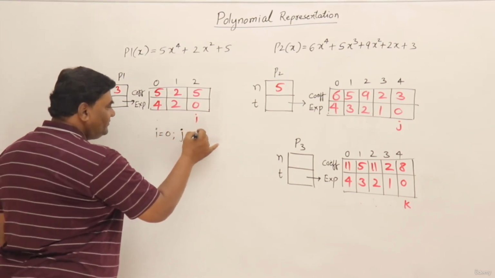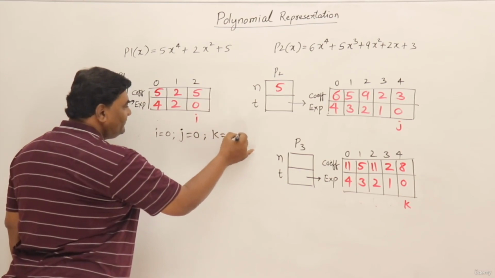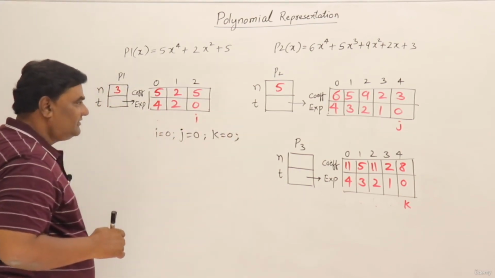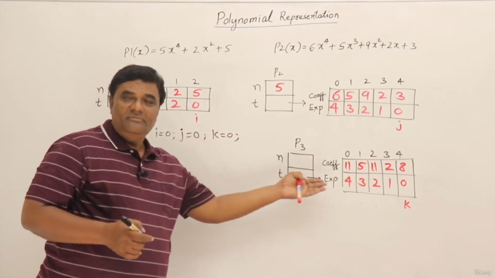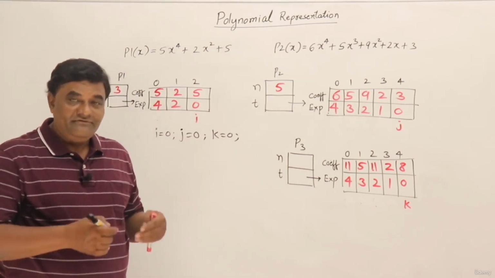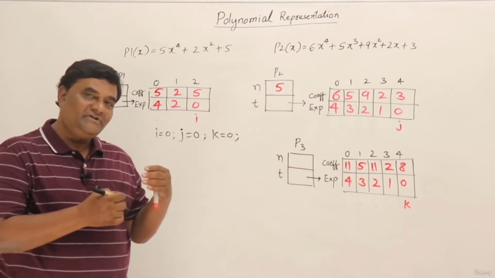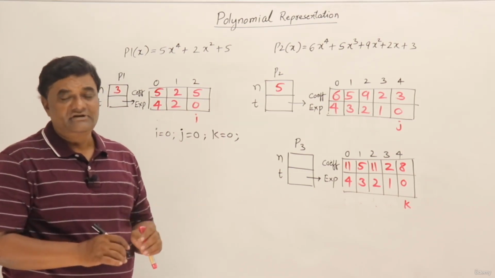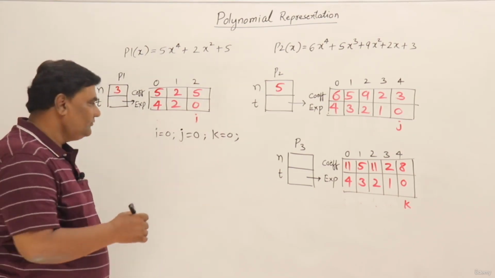J is also 0. And k is also 0. All are starting from 0. Then we don't know total how many terms we get. So we can't use for. If we know the number of terms, then we can say for these many terms. So we don't know. We have to use while loop.